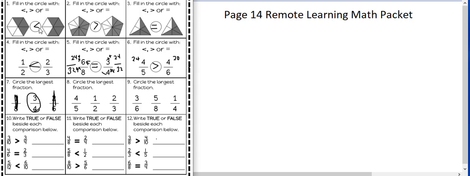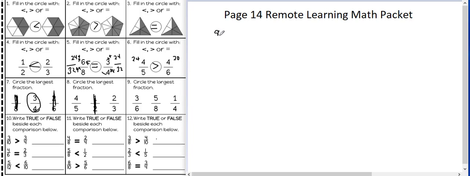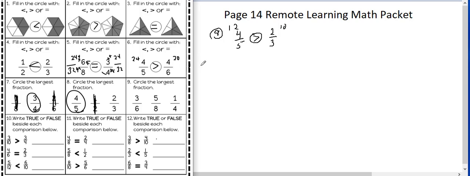All right, so let's look here. 4/5, that's more than 1/2. 2/3 is more than 1/2. And 1/2 is just 1/2. So I'll come over here and do the whole cross multiplication thing. 2/3, so 3 times 4, 12. 5 times 2, 10. So 4/5 would be greater than 2/3. So I would circle the 4/5.